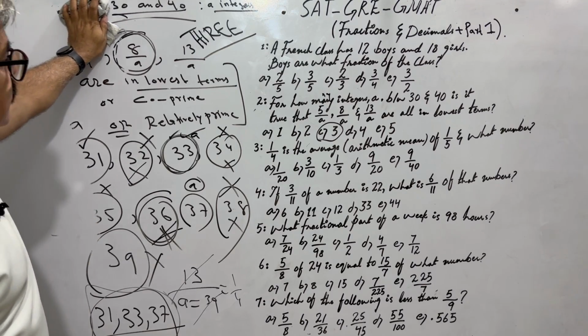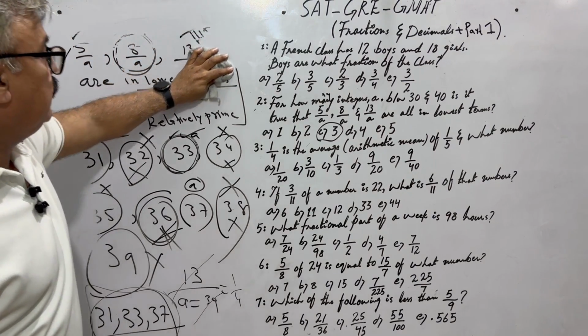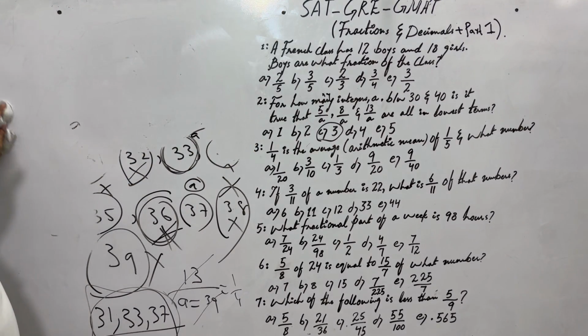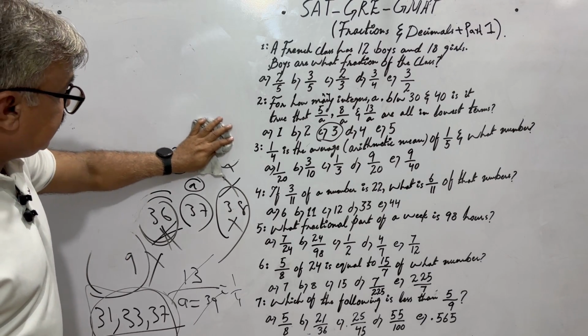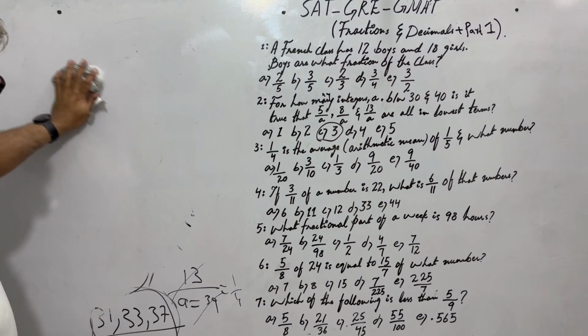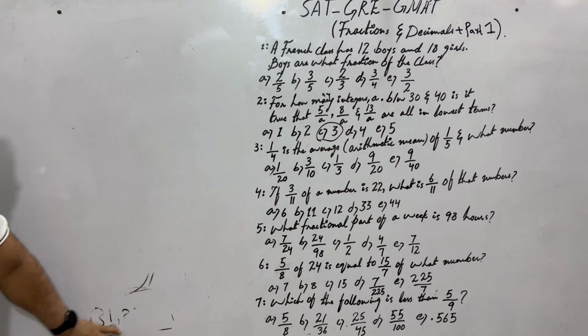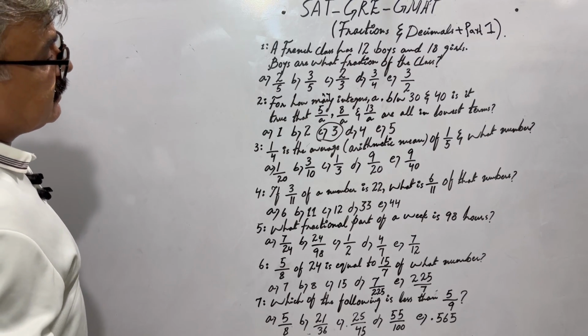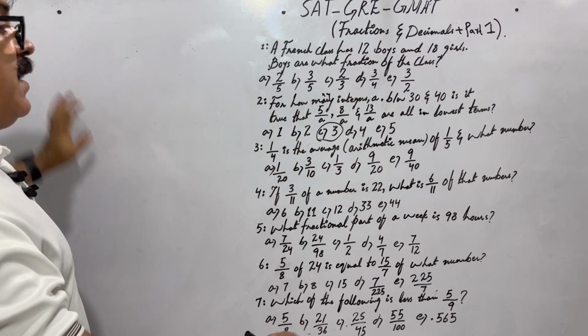Moving towards our next question. It's a simple one. It reads as: 1 over 4 is the average or arithmetic mean of 1 over 5 and what number?